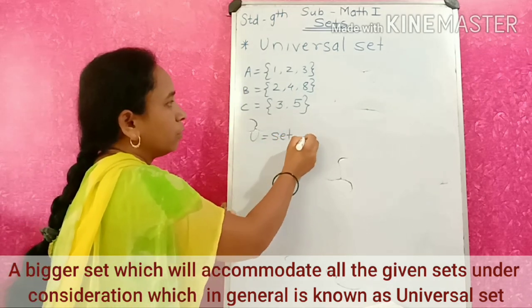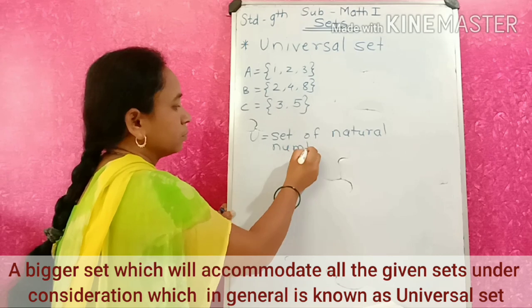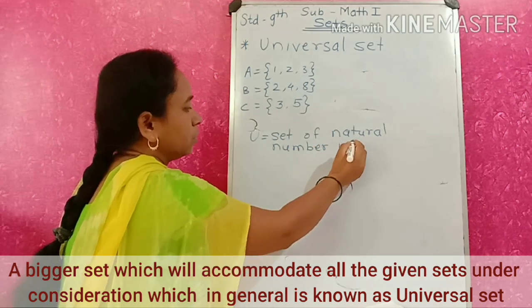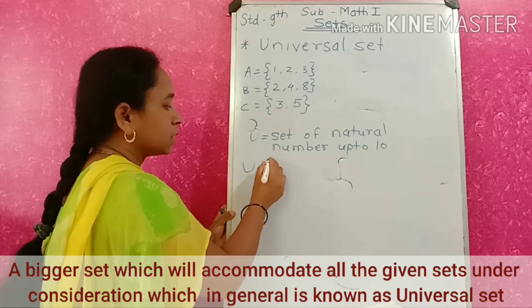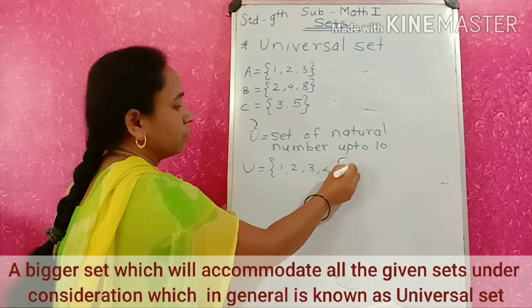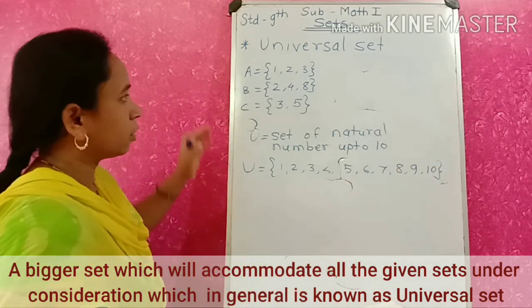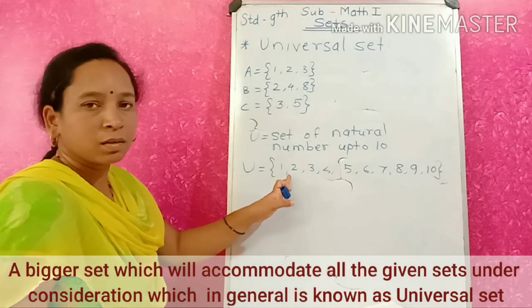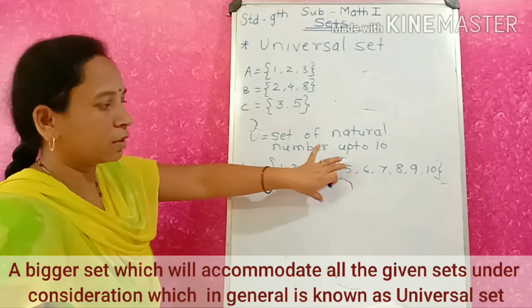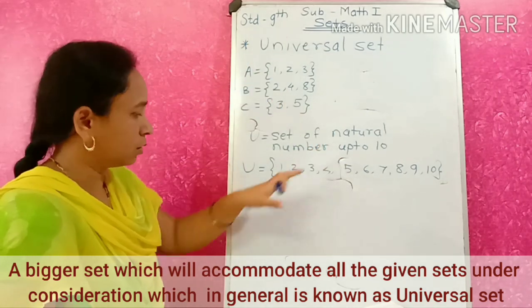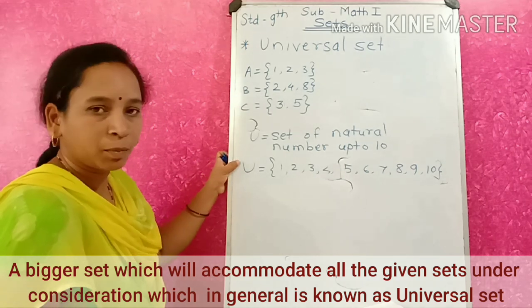It is the set of natural numbers up to n. So what is the universal set? 1, 2, 3, 4, 5, 6, 7, 8, 9 and 10. Then you can see that all these sets are accommodated in this universal set. That means the universal set is a bigger set, and all the subsets you can get from this set. So this is called a universal set and it is denoted by capital U.